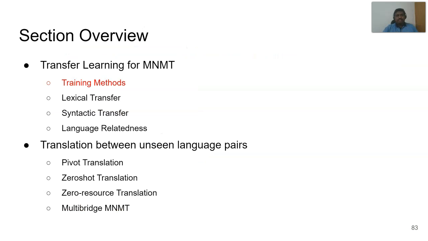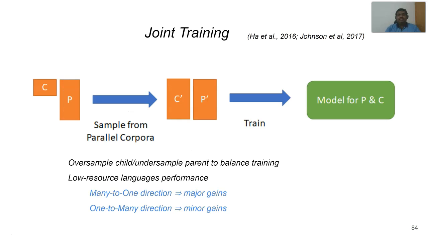So in this section, we'll break this up into 4 topics. We'll first go over the training methods used for transfer learning. Then we look at 2 important issues that transfer learning has to deal with. When you're transferring knowledge from a parent to a child, we need to know if the vocabularies of the 2 languages are different. How do we address this gap in vocabulary, which is what lexical transfer tries to address, and if the syntactic structure is different, how do we close this gap. Finally, we will look at the impact of language relatedness on transfer learning. So let's get started with the training methods.